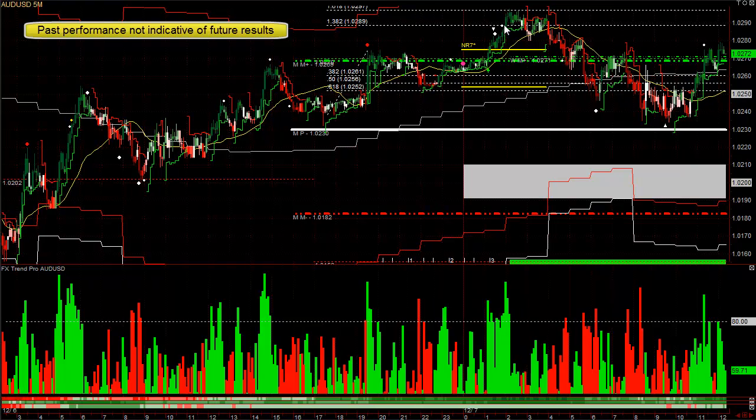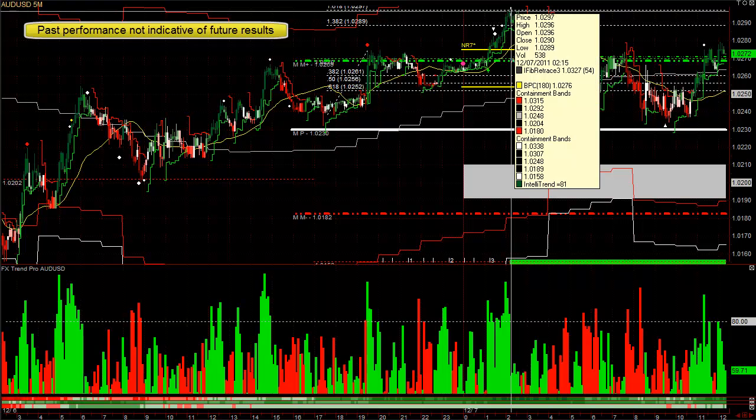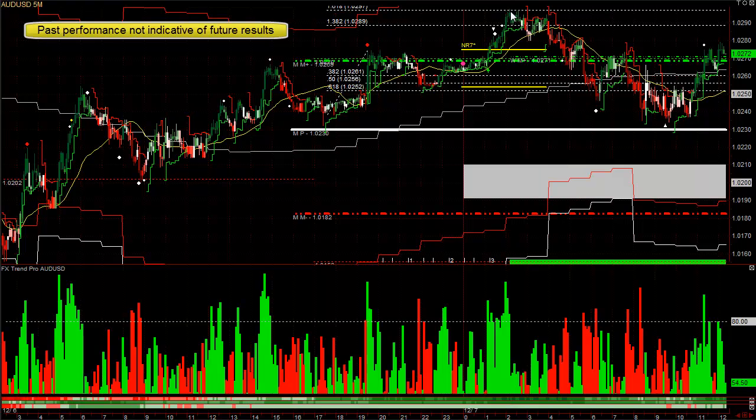It came up and it shot right through the first fib target. So if it was me personally, I would have exited the whole trade here because it's not likely to get above that without pulling back a little bit. If you had bought this pullback here, you can see it went up without the same momentum and therefore not likely to make a higher high.